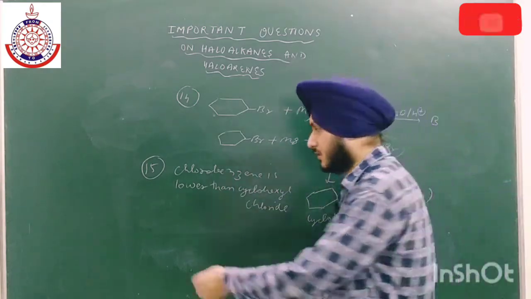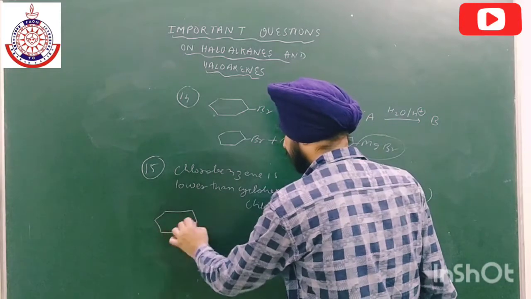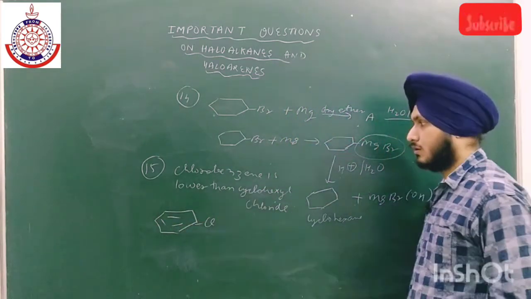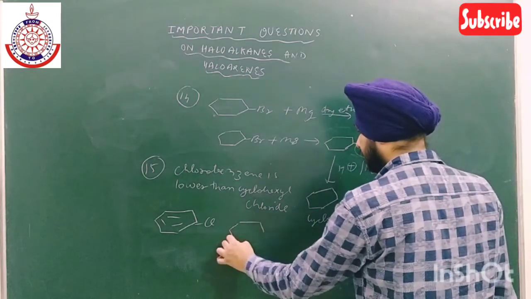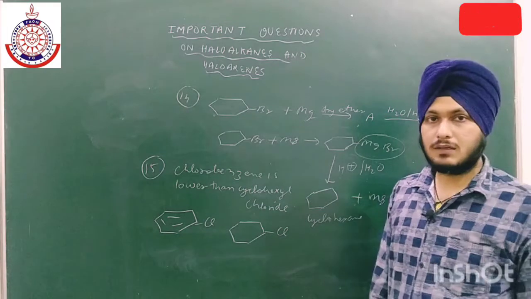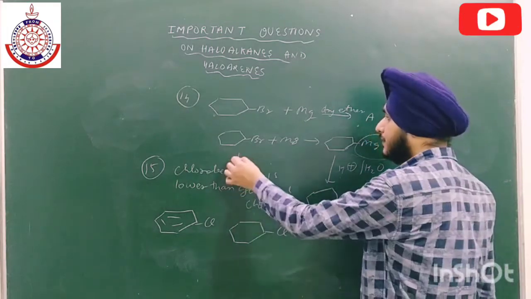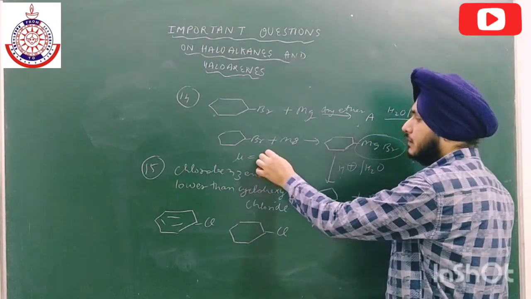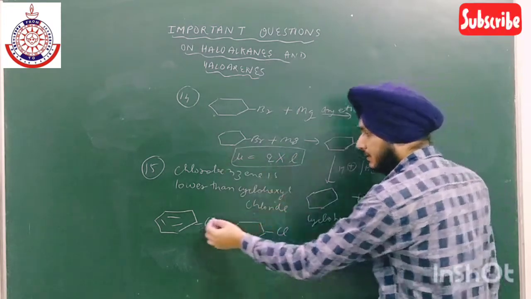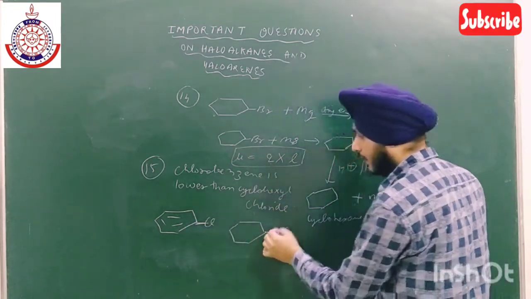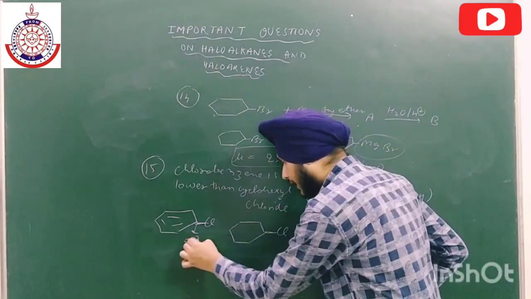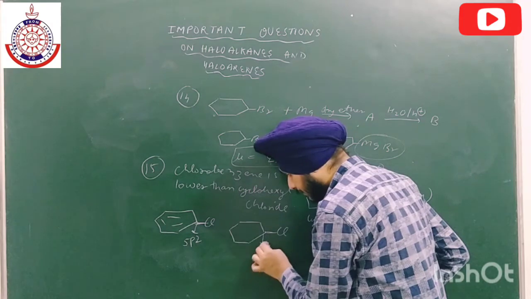So let us draw the structures first. This is chlorobenzene, and here we have the cyclohexyl chloride. Now, what is dipole moment? Dipole moment is nothing but the product of the induced charge into L, where L is the bond length. Now, in this case, this carbon is sp2 hybridized, and in this case, the carbon is sp3 hybridized.